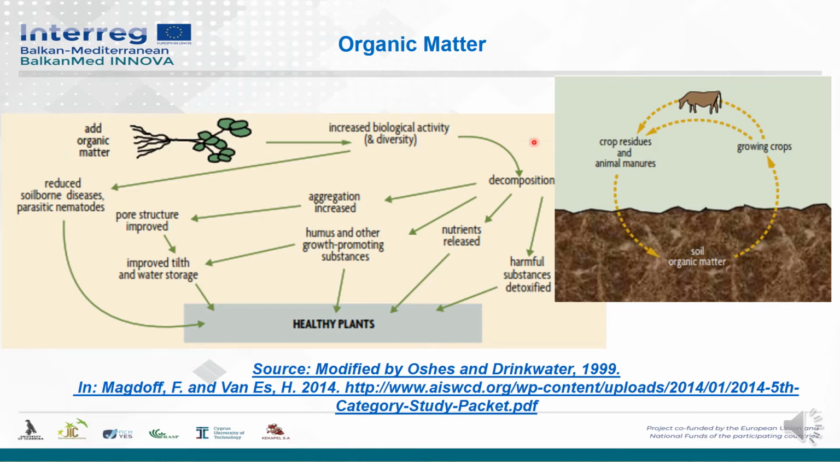Increased biological activity and diversity in soil because of the organic matter means that we have higher activity of microorganisms in the soil, which break down the organic matter, and the decomposition process of the organic matter happens. Because of this process, the organic matter offers different benefits in the soil. For example, one benefit is that we have less harmful substances in the soil because we have a kind of process of detoxification. During the decomposition of the organic matter, we have release of nutrients which then go to plants and feed the plants, and that's why we have healthy plants.